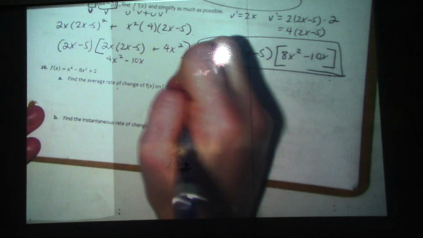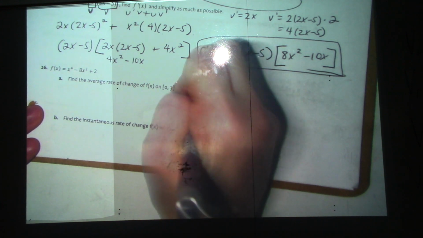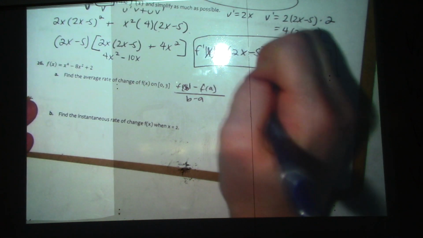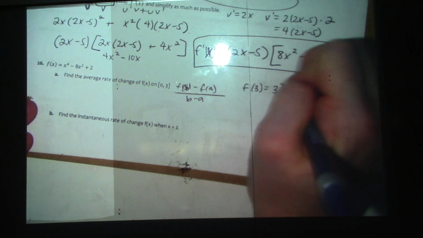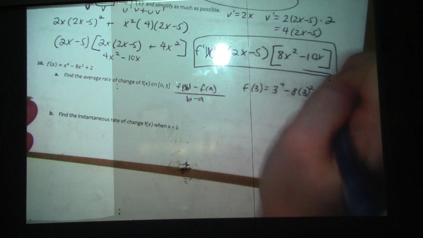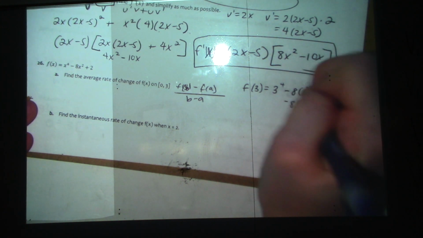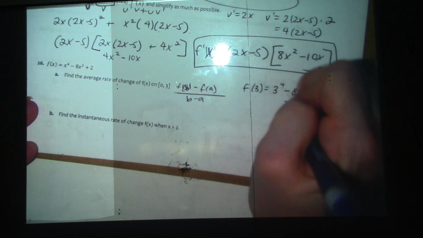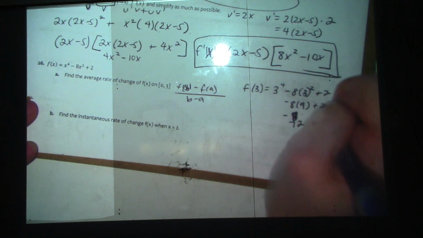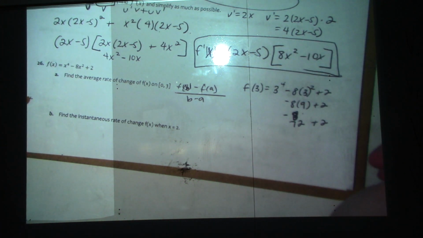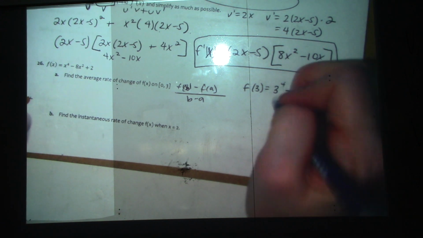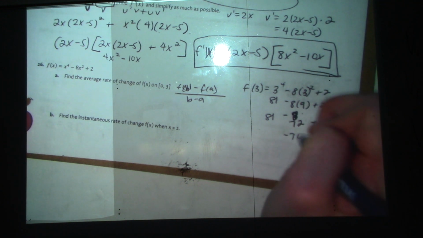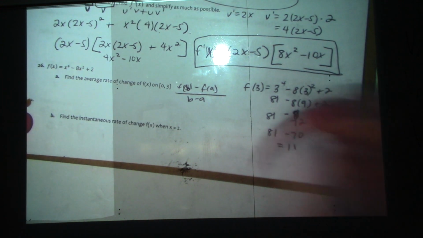Average rate of change is just the change in y over the change in x. So first I found f of 3. That'd be 3 to the 4th minus 8 times 3 squared plus 2. 3 to the 4th is 81, because it's 9 times 9. So that's 81 minus 8 times 9, which is 72, plus 2. That's just 81 minus 70, which is 11. Whew, a lot of math.